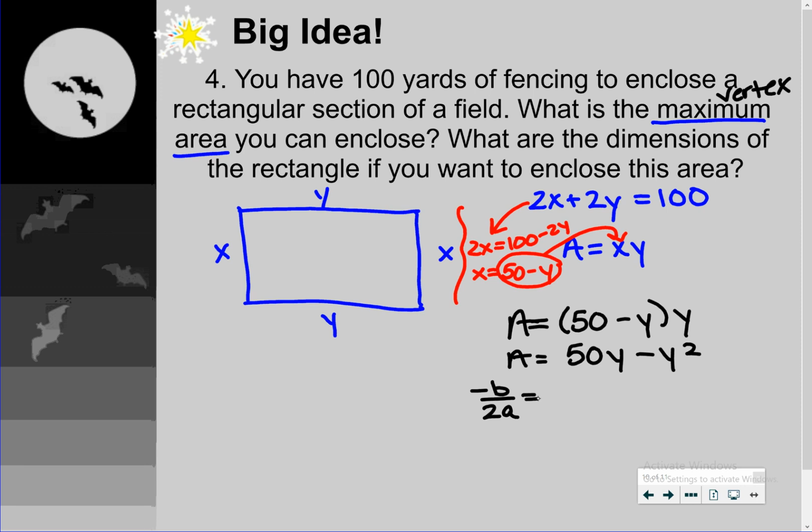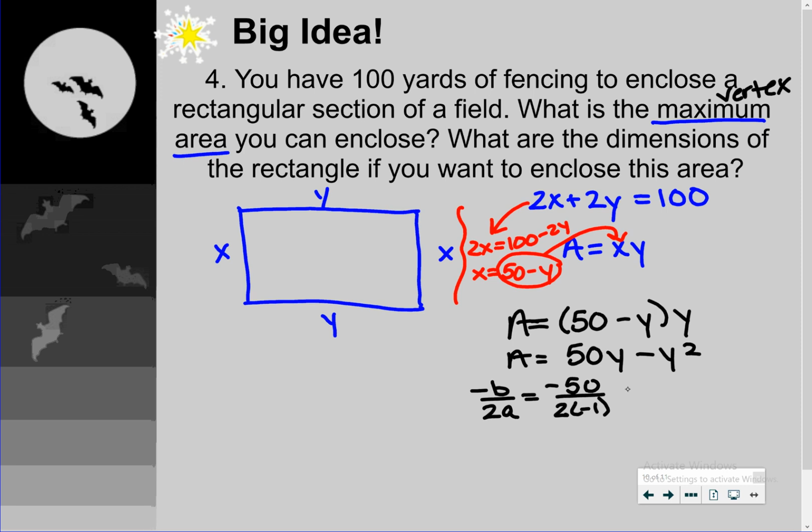What's the opposite of b in this problem? Be careful because terms are a little out of order. A is the number in front of the squared term, B is the number in front of the variable that's not squared, and C is the guy that's all by himself, which I don't have a C in this problem. I only have an A and a B. Yeah, so A is -1, B is 50, so -50, and then A again is -1. Okay, again, my terms are a little out of order, but I can find those.